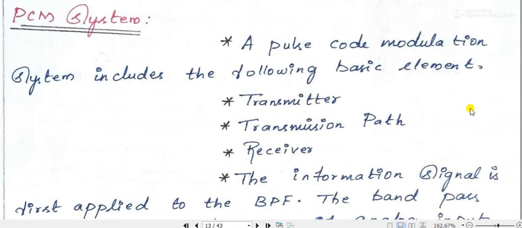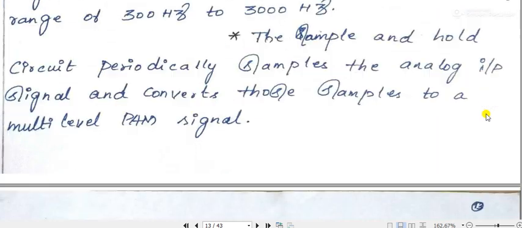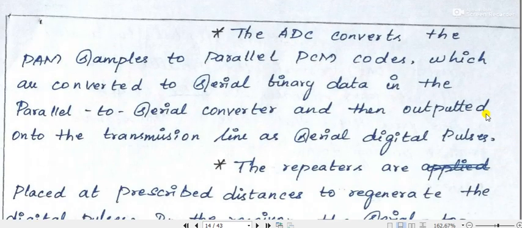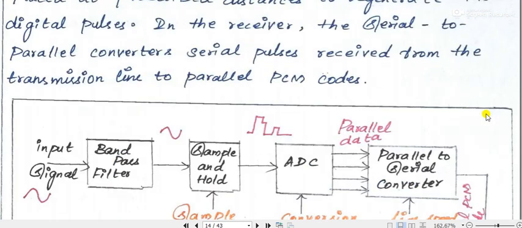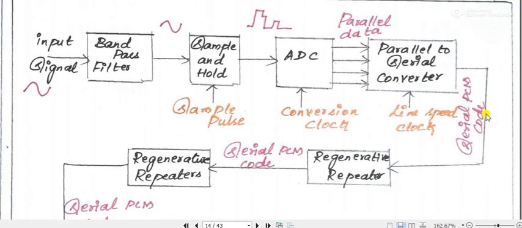So a PCM system includes the following basic elements: transmitter, transmission path, and receiver. Now let us see the block diagram of the PCM transmission system. This is the block diagram. Now the information signal is applied to the band pass filter.